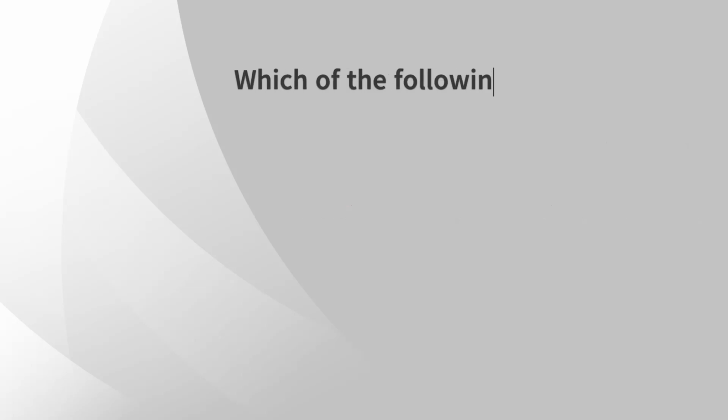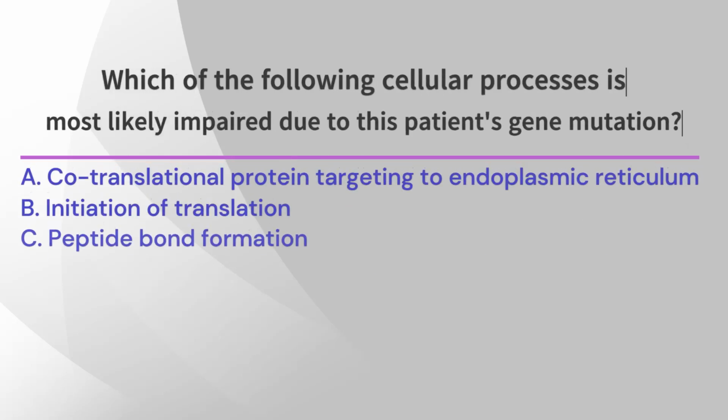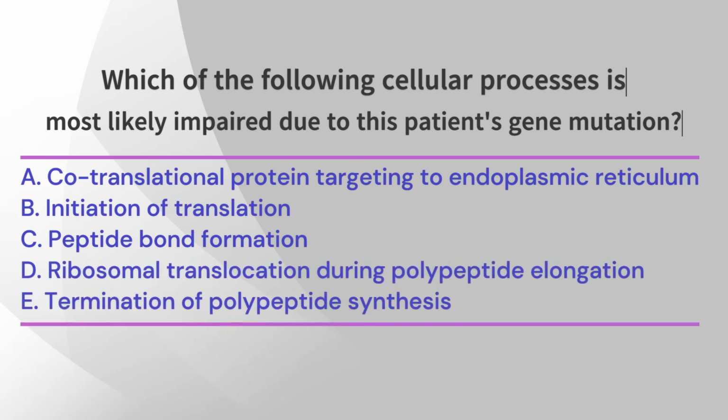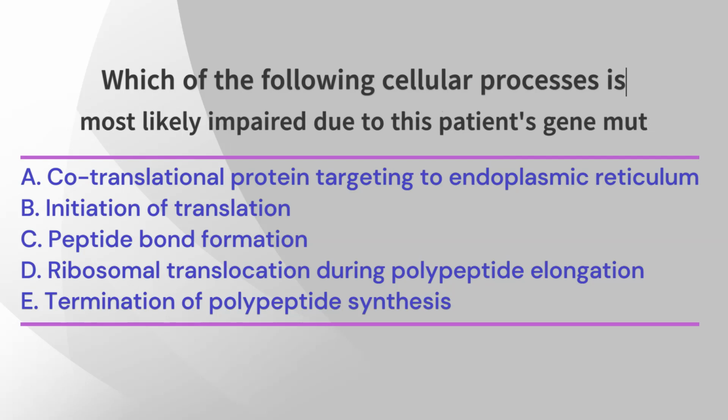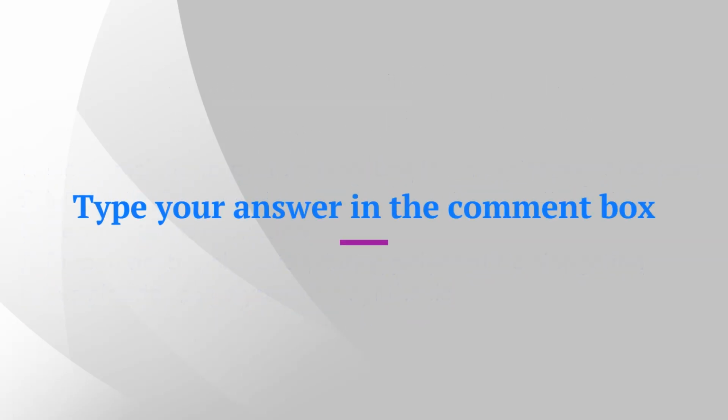The question is: which of the following cellular processes is most likely impaired due to this patient's gene mutation? Your options are: A. Co-translational protein targeting to endoplasmic reticulum. B. Initiation of translation. C. Peptide bond formation. D. Ribosomal translocation during polypeptide elongation. E. Termination of polypeptide synthesis. You have 15 seconds to type your answer in the comment box.